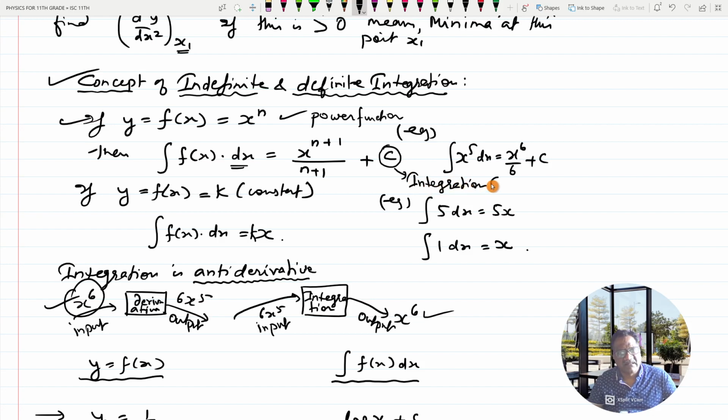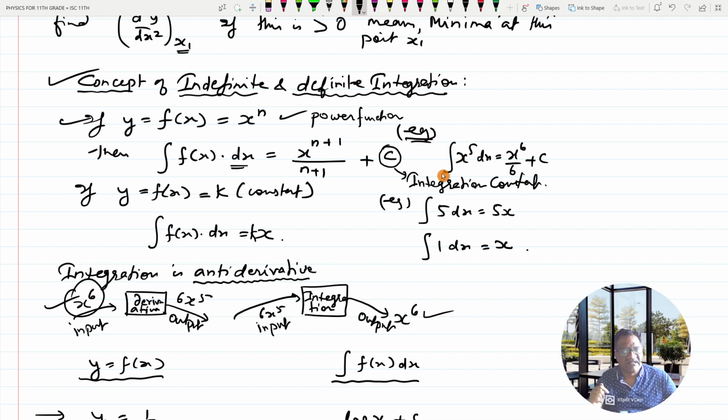Integration constant. Okay, all this in detail you will study in mathematics. Now I just want to bring to your notice that these are the concepts which you should understand and master when you are starting with higher physics. Okay, now here I have given one example for this.